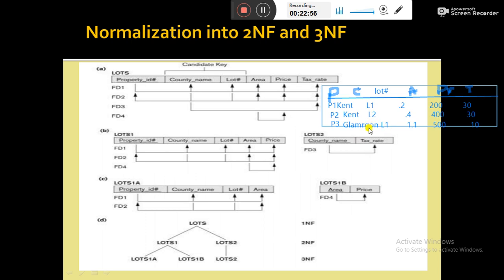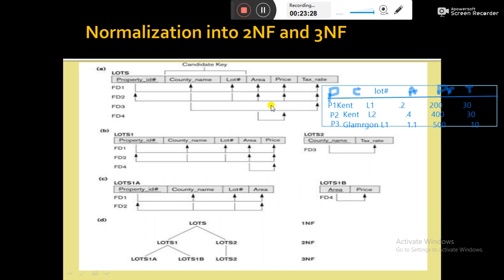That means Glamorgan, whose property ID is P3, lot number is L1, that means it's the first lot of Glamorgan county. Area is, say, for example, 1.1 acre, price 500, and tax rate is again dependent on the particular county. Here 10 specifies that the tax rate for all the lots belonging to Glamorgan is always going to be 10. So this is how we can populate the data in the relation lots based on these functional dependencies.